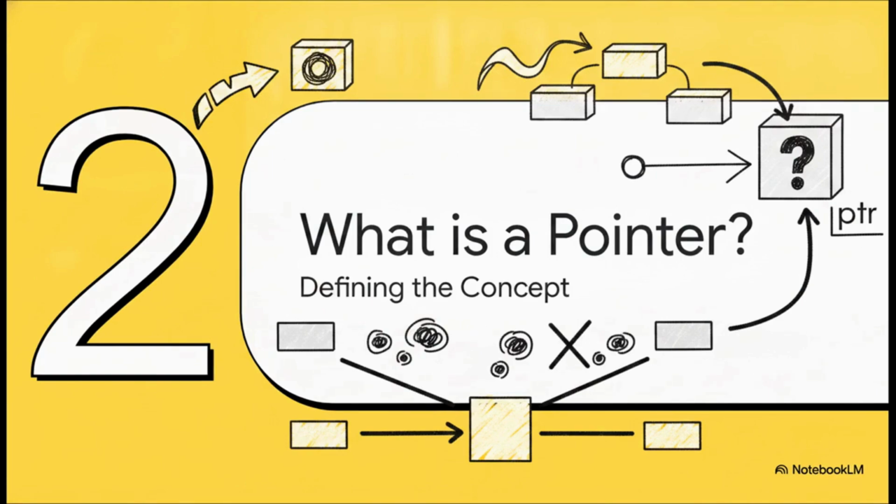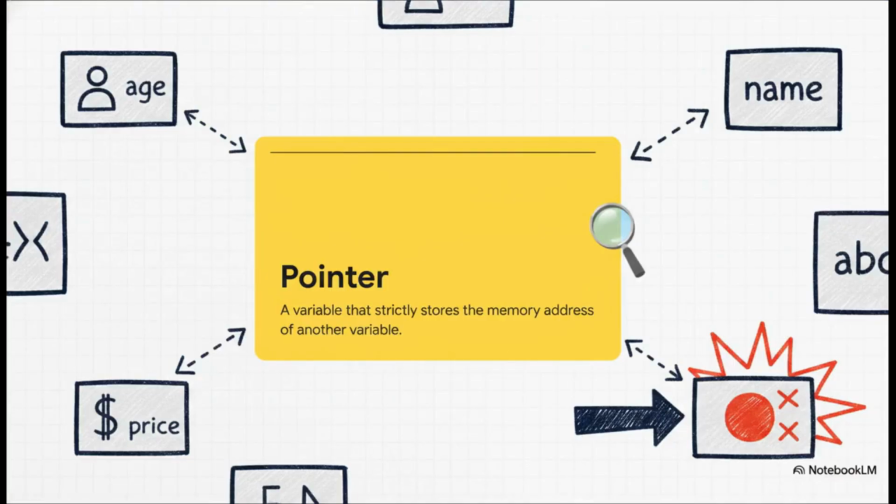Moving on to Section 2. What exactly is a pointer? Whenever students are asked what a pointer is in an interview, they usually give a kind of vague answer like, oh, it references something. But let's redefine this with a bit more precision. Fundamentally, a pointer is simply a variable. That's the best, most accurate way to start building your mental model. However, it's a very specialized variable.